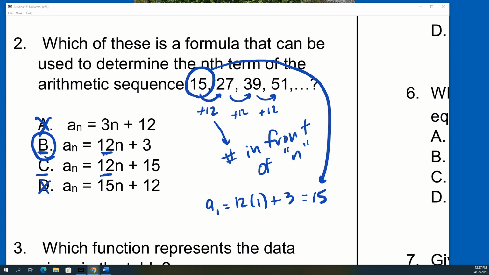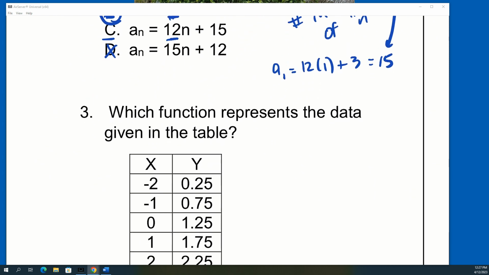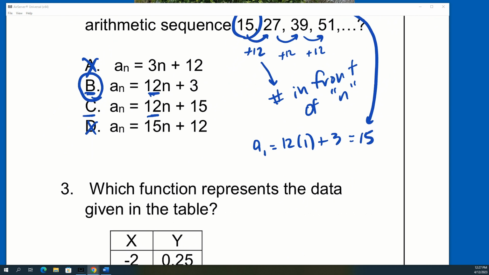How was I supposed to know that? Well, we learned that. Sequences and series? We did. The third one we did. We can use the same ideas to do the third one.